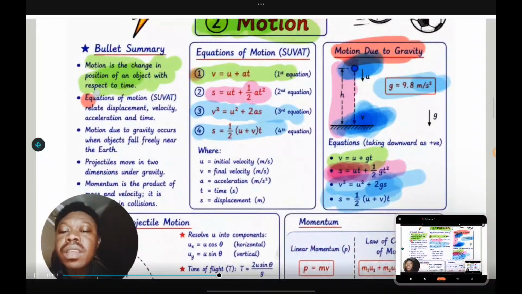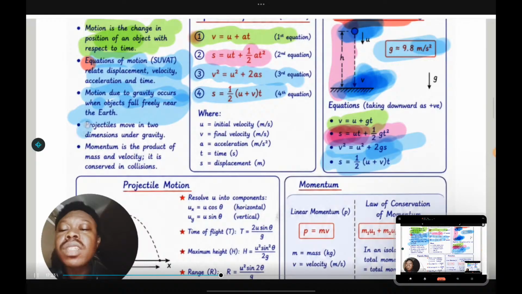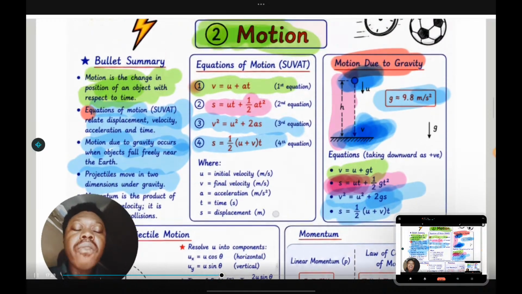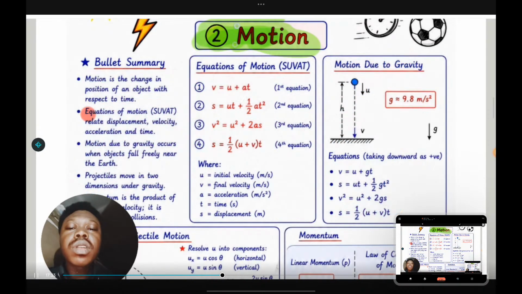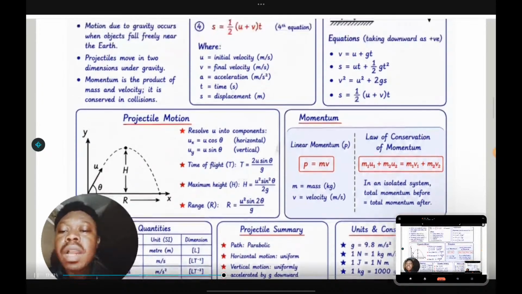Now, if you observe, the equations of motion, SUVAT, relate displacement, velocity, acceleration, and time. Motion due to gravity occurs when objects fall freely near the earth. Then you now see projectile. It moves in 2 dimensions under gravity. Now, for projectile, you are combining linear motion plus acceleration due to gravity. It means that you are combining this and this together to give you projectile. Is that clear? This is projectile motion.